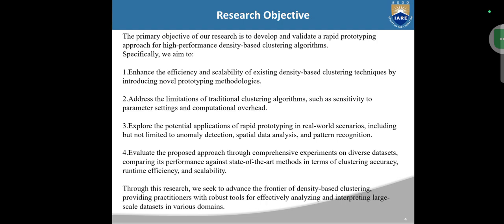Research objective. The primary objective of our research is to develop and validate a rapid prototyping approach for high performance density based clustering algorithms. Specifically, we aim to enhance the efficiency and scalability of existing density based clustering techniques by introducing novel prototyping methodologies. Address the limitations of traditional clustering algorithms, such as sensitivity to parameter settings and computational overhead. Explore the potential applications of rapid prototyping in real world scenarios, including but not limited to anomaly detection, spatial data analysis, and pattern recognition.